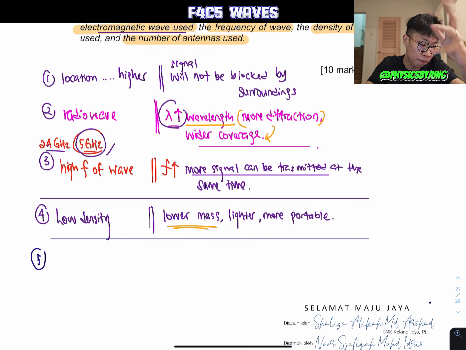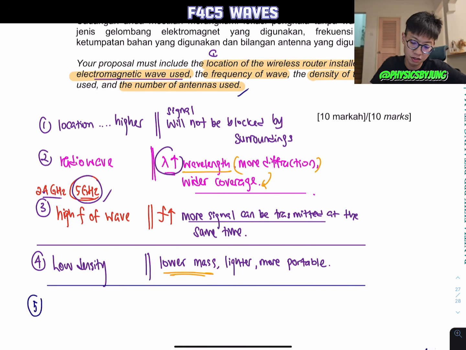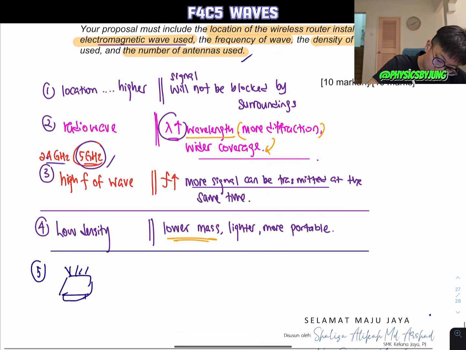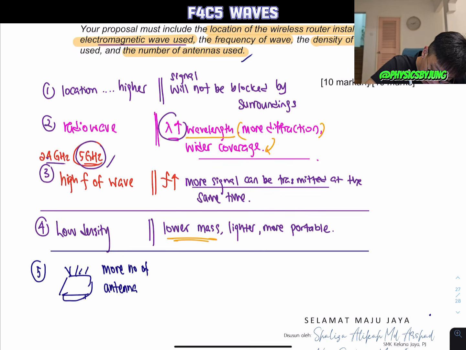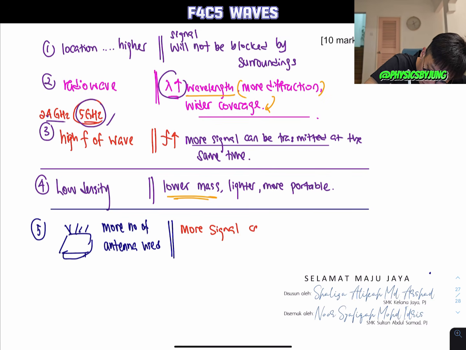Okay, last point. So what's the last point here? So number of antenna used. So router, the more antenna you have, the better it is. Because why? So that a lot of antennas can send different signals, right? Correct? So you can say more number of antenna used. Okay, if you have more number of antenna used, what is so good? So the answer is that you can say more signal can be transmitted.